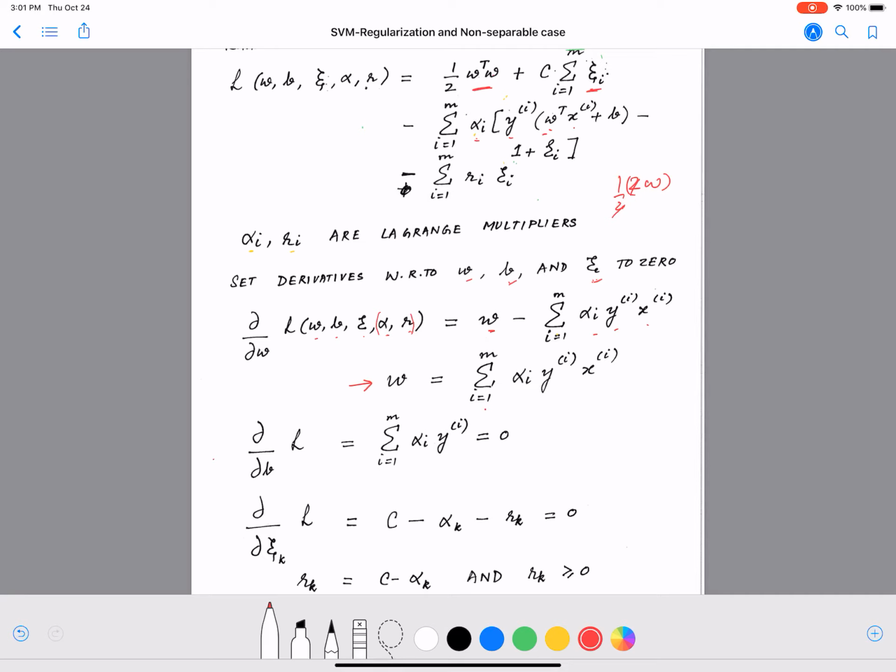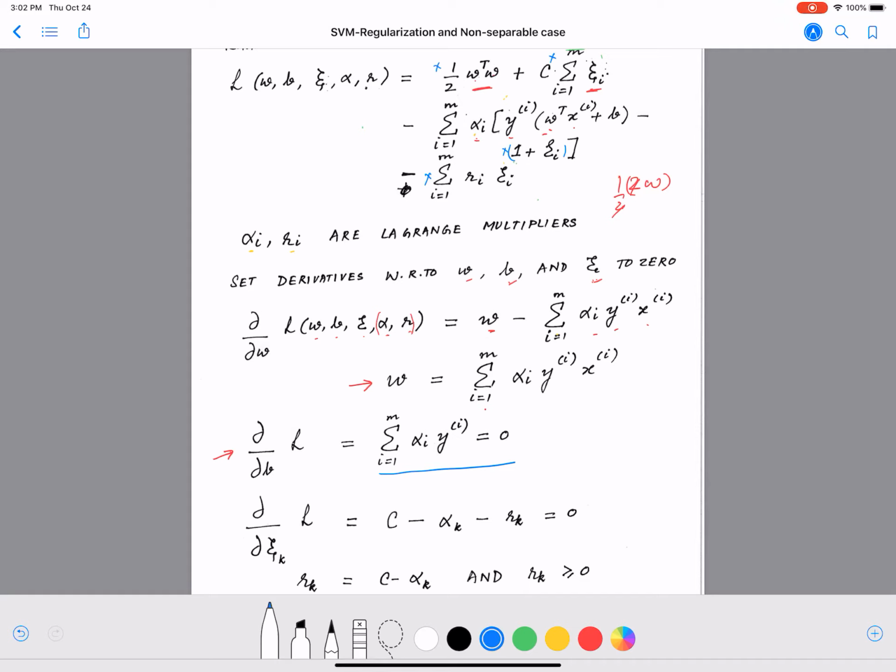Now, with respect to B, again, we can see that the term that has B is largely unaffected and no other terms have B, right? So this term does not have B, no B, no B, no B in this part, and no B here either, right? So we get the same thing when we differentiate with respect to B, sigma over alpha I y I equal to 0.